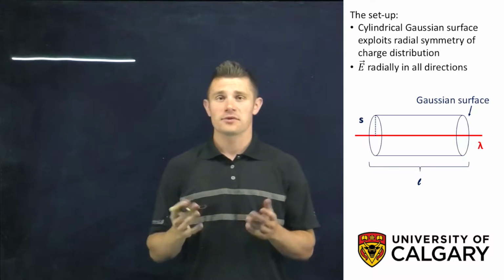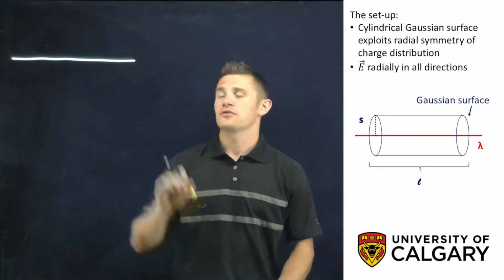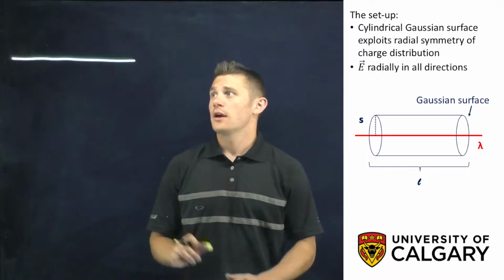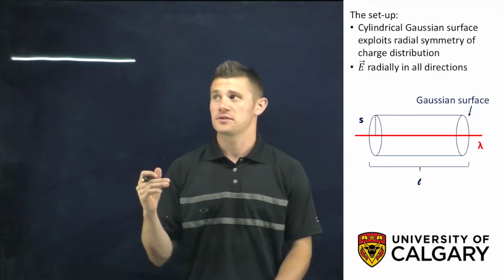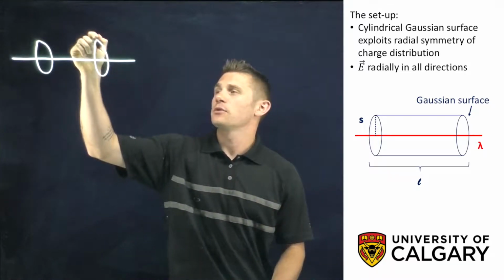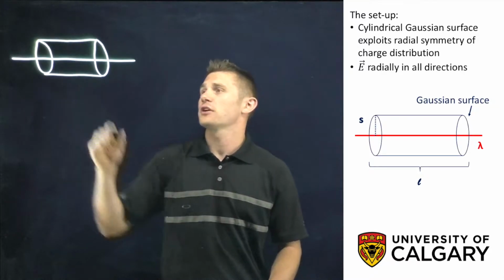And for Gauss's law, we usually want to exploit the symmetry of the problem. An infinite line of charge will have an electric field that moves out radially in all directions from this line. In that case, we want to use a cylindrical Gaussian surface, which we'll draw in. And we'll use this surface to exploit the symmetry of the electric field coming off the line of charge.